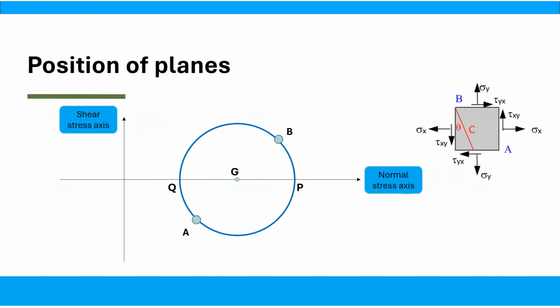Here, points R and S represent the maximum shear stress values. From Mohr's stress circle, it is also possible to determine the orientation of the planes, relative to a known plane, that carry specific stresses.